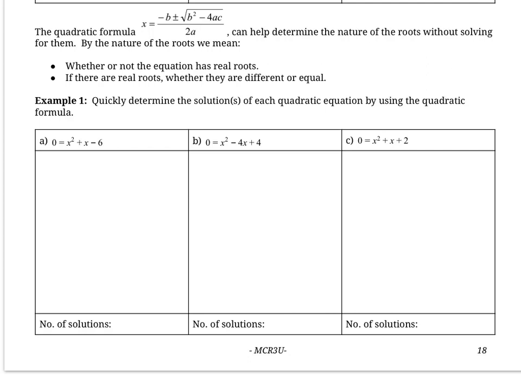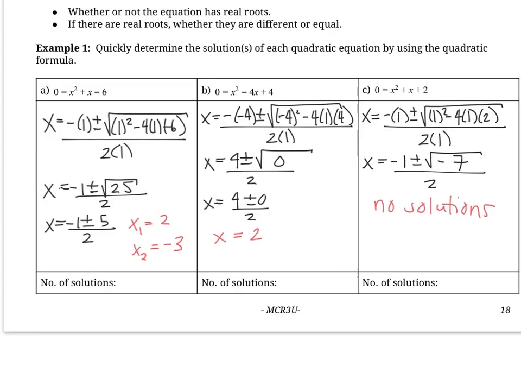We're given three equations here, and they're all set equal to 0, so the hard work is already done for us. What I'd like you to do is quickly determine the solutions, or maybe there are no solutions, to each of these quadratic equations using the quadratic formula, and then rejoin the video. Once you've come up with your solutions, in the first example, A, you should come up with two solutions. In the second example, you should come up with one solution, or two equal solutions. And our last example doesn't have any solutions at all.